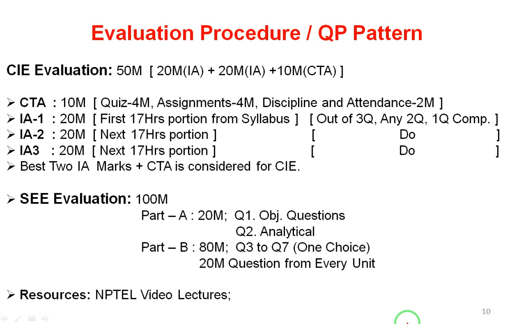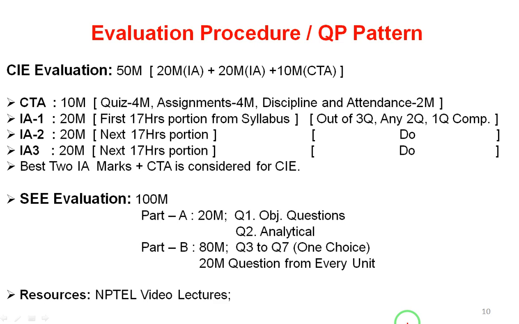One question is compulsory. And IA2 is also for 20 marks. IA3 is optional, but you can write it. The best of two IAs will be considered. That is 20 plus 20, that's 40 marks, and the remaining 10 marks is CTA. So totally the CIE evaluation is for 50 marks.